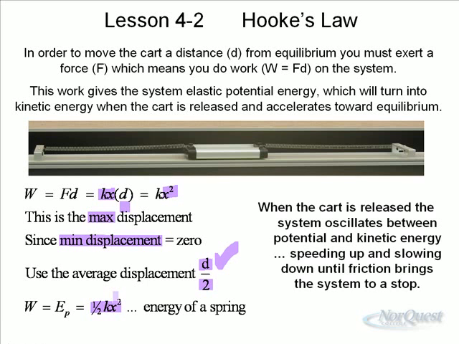So when the cart is released, the system oscillates between potential and kinetic energy, speeding up and slowing down until friction brings the system to a stop. If this were an ideal system where there was absolutely no friction, then this system would have the ability to oscillate back and forth forever.